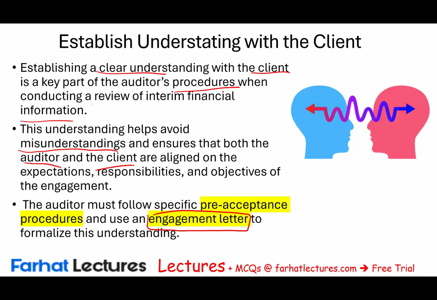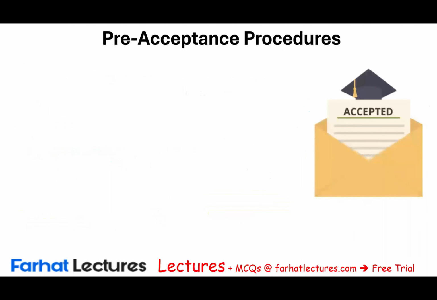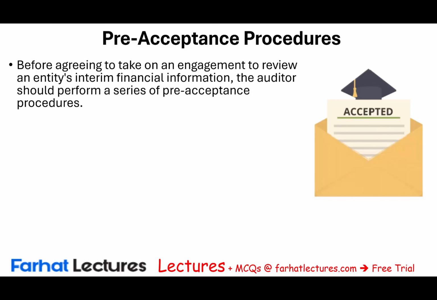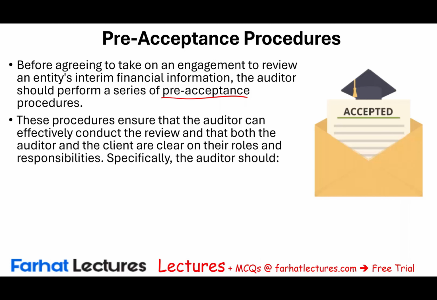Simply, when you talk to the client, you want to make sure that they understand what's expected of them. Now, you're going to put it down in an engagement letter, but you want to tell them before we agree, the auditor should perform a series of pre-acceptance procedures. Like what? These procedures are just to make sure that the auditor can effectively conduct the audit. Not the audit, conduct the review. Or if they're conducting the audit, you also have to have some sort of pre-acceptance term, so they know what's expected of them. You know what's expected of yourself.